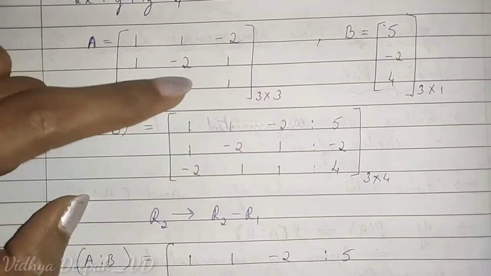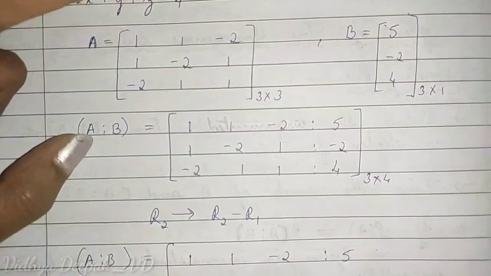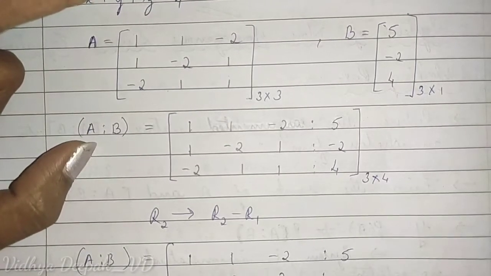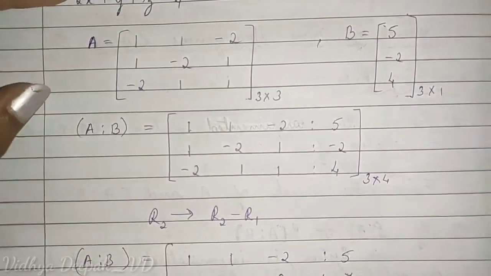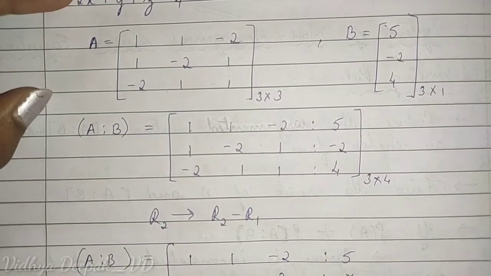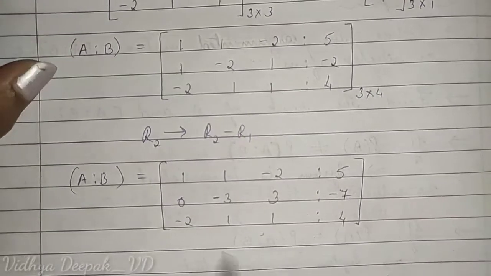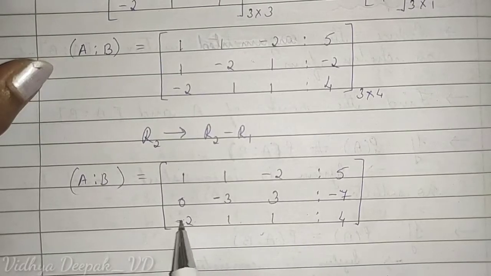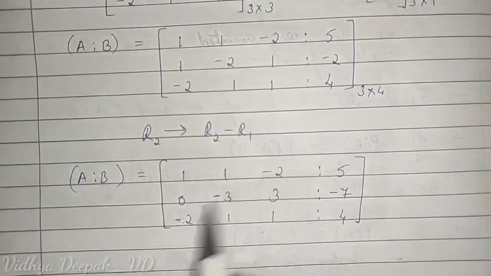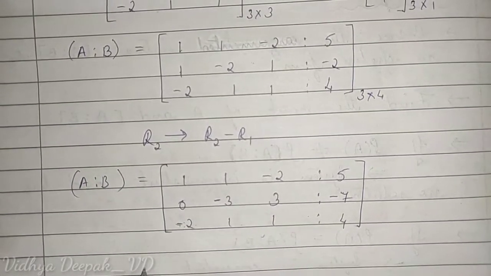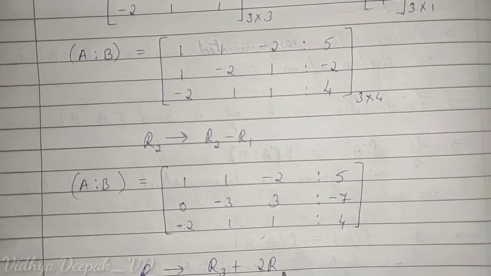2 minus 1. Minus 2 minus 1 is minus 3. 1 minus of minus 2 is 1 plus 2, which is 3. Minus 2 minus 5 is minus 7. Again, write the last row as it is. Now again, in order to change this number to 0, what can we do? We have to multiply this row with 2 and add it up. So R3 changes to R3 plus 2R1.